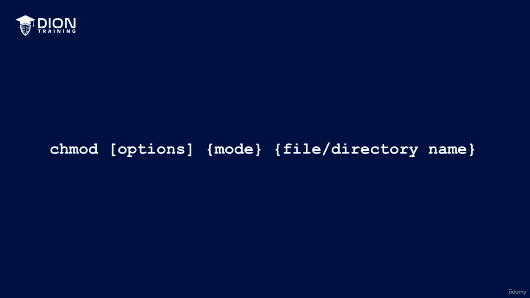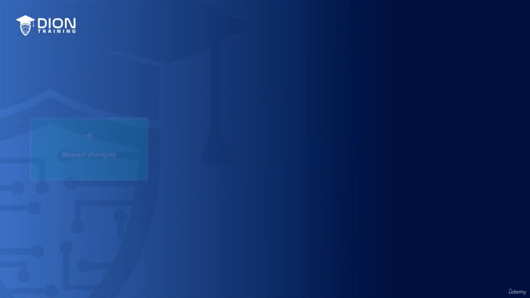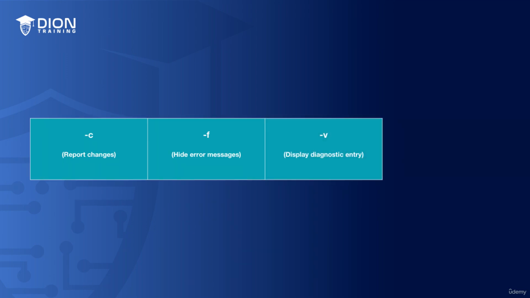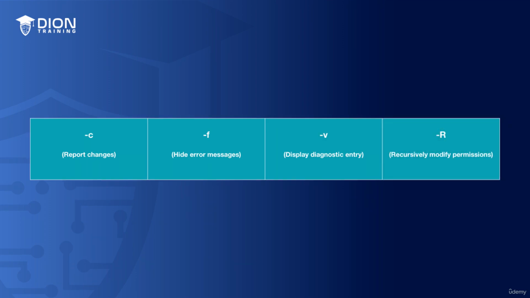The chmod command supports different options to modify permissions, which can be used at any time. If you use the -c option, you're going to be able to report changes that are made in permissions. If you use the -f option, you can hide most of the error messages that may be generated when you're using the chmod command. If you use the -v option, this is going to display diagnostic information for every file processed. If you use the -R option, the permission of files and directories will be modified recursively, which means it's going to go downward in the directory structure all the way to the bottom.